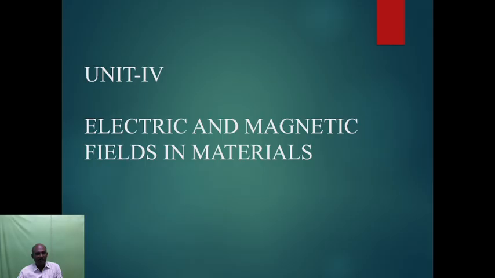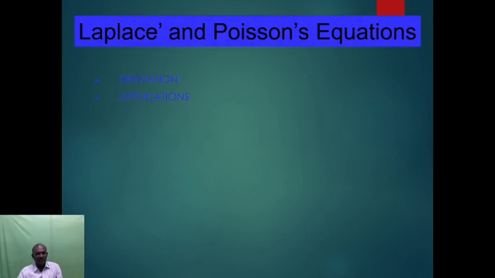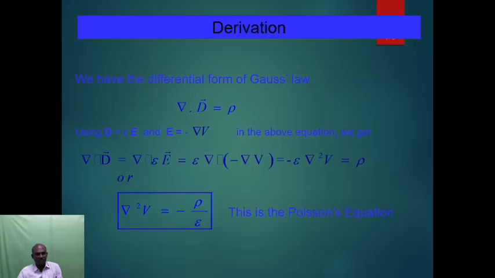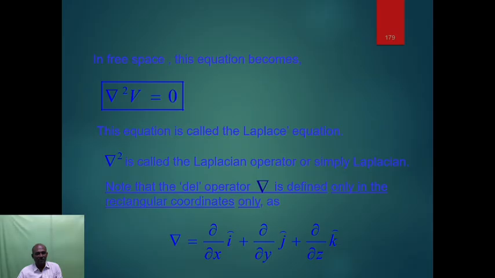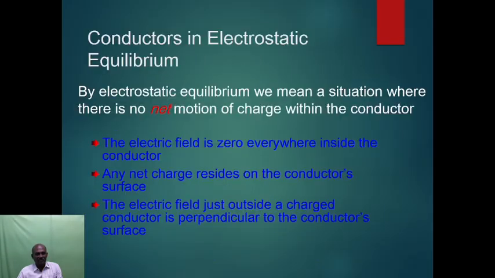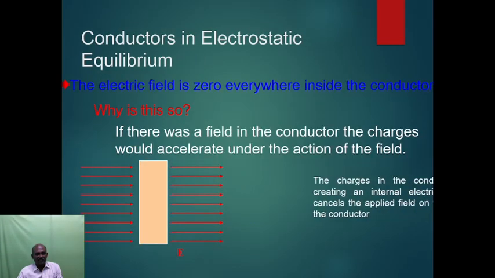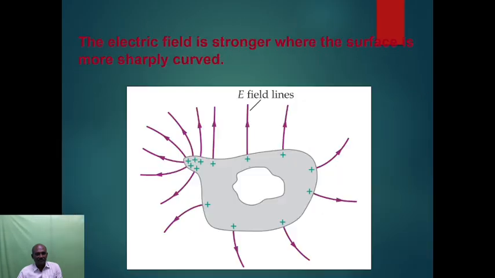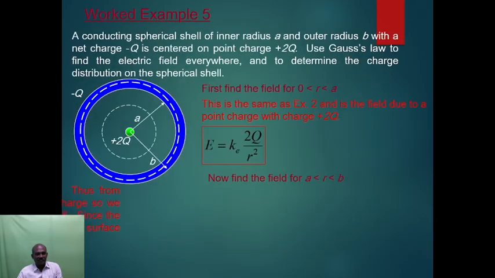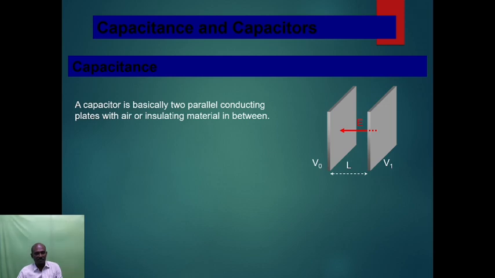The third one is electric and magnetic fields in materials. That is, electric field in capacitors, magnetic field in inductors. Here we have the Laplace and Poisson's equations. Using the electrostatic parameters, we have Laplace and Poisson's equation. Electric field lines, capacitance and capacitors. That is materials, electrostatic materials.